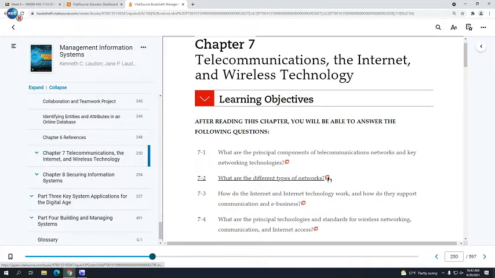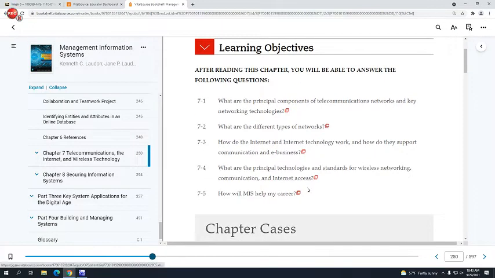So when we look at chapter 7, it is about telecommunications, the internet, and wireless technology. I'm glad I could read that to you. The primary goals of this are: what are the principal components of a telecommunications network and the key networking technologies? What are the different types of networks? How do the internet and its technology work? And then what are the principal technologies and standards for wireless networking, communication, and internet access, etc.? Right?